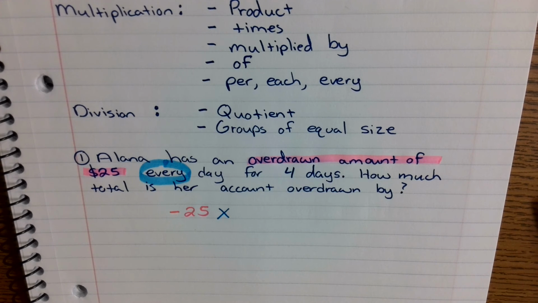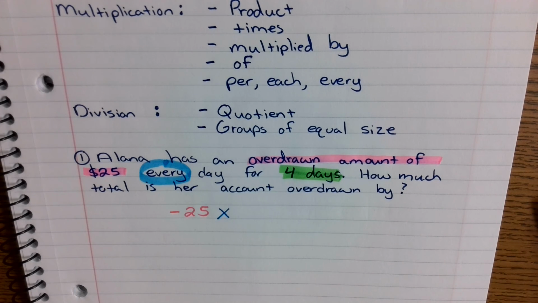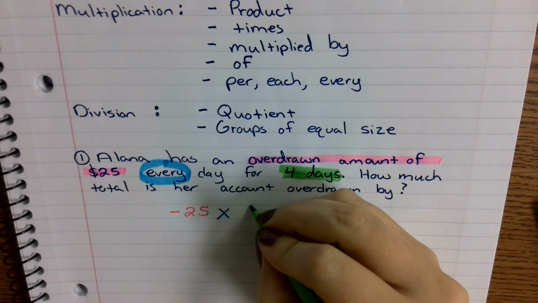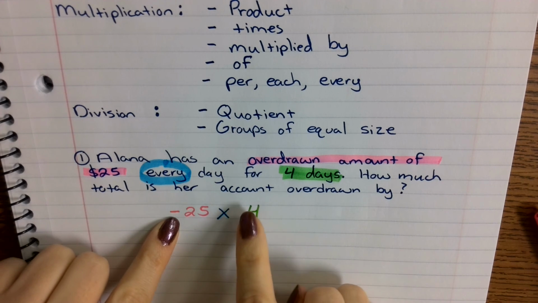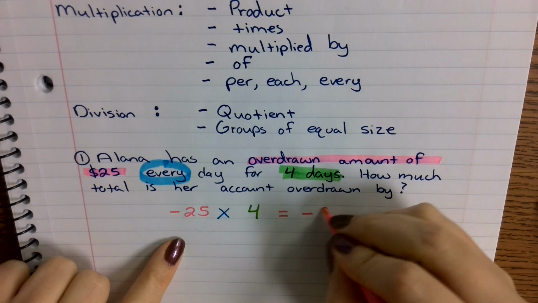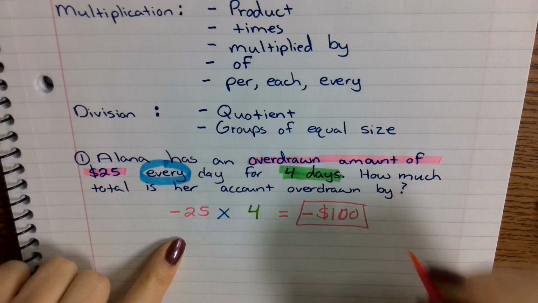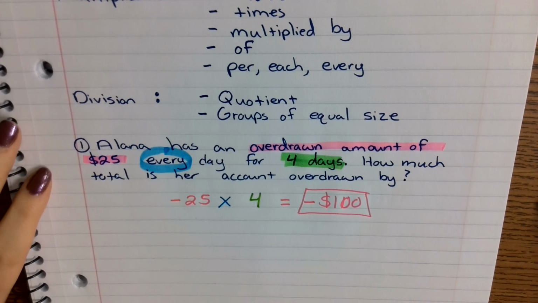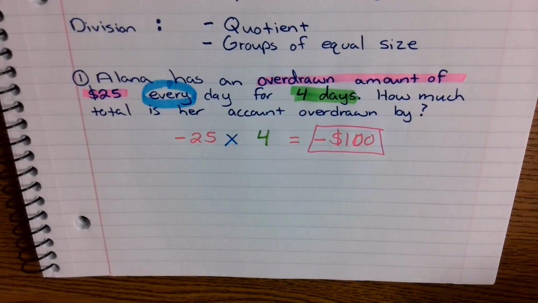Time is always positive. Just like distance is always going to be positive, time is always positive. There's no such thing as negative days. So we're going to put that in green as our positive amount. And now we just multiply. Remember, a negative times a positive gives us a negative answer. So we would have negative $100 that our account would be overdrawn by. So be careful. You don't want to ever overdraw.